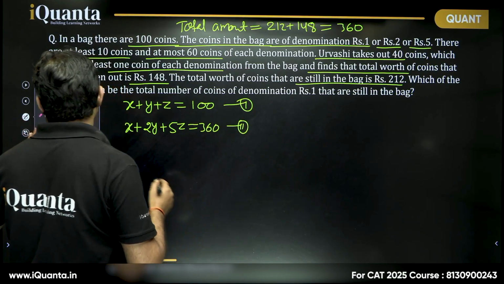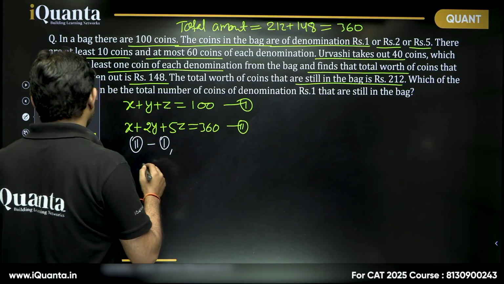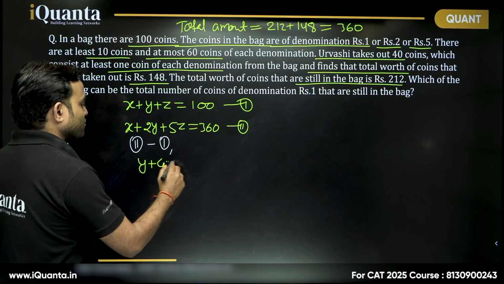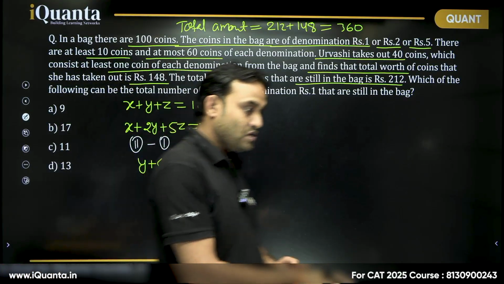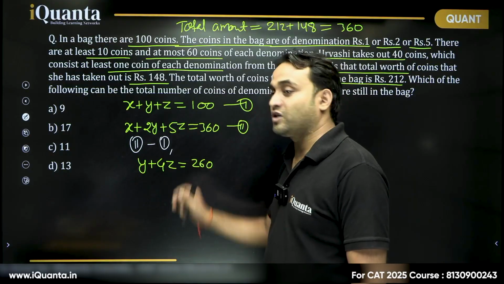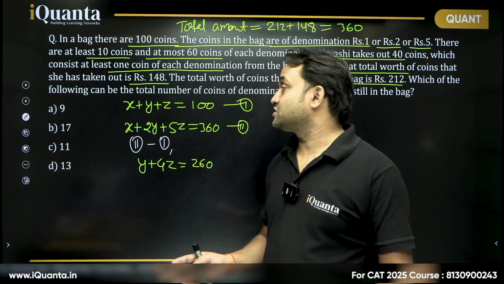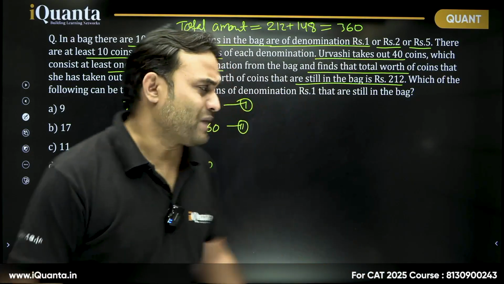Now if we subtract equation 1 from equation 2, what are we getting? X will be cancelled out. Y plus 4Z will be equal to 260. Now the minimum is 10, right? If I put the minimum 10, Z is 40, then Y will be equal to 220, which is not possible because X plus Y plus Z is 100. So let's start with maximum values.